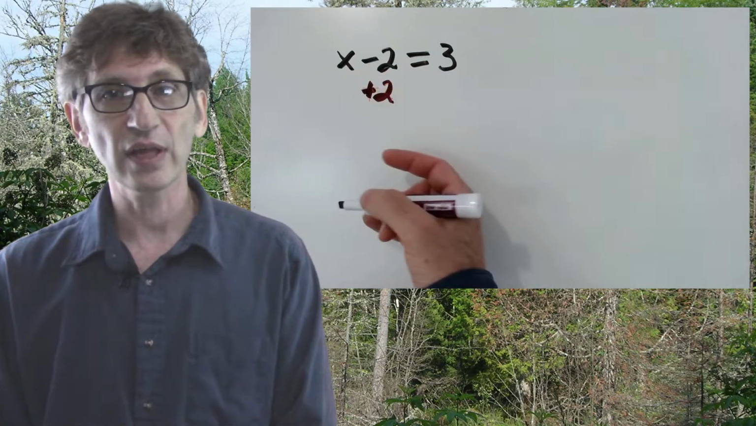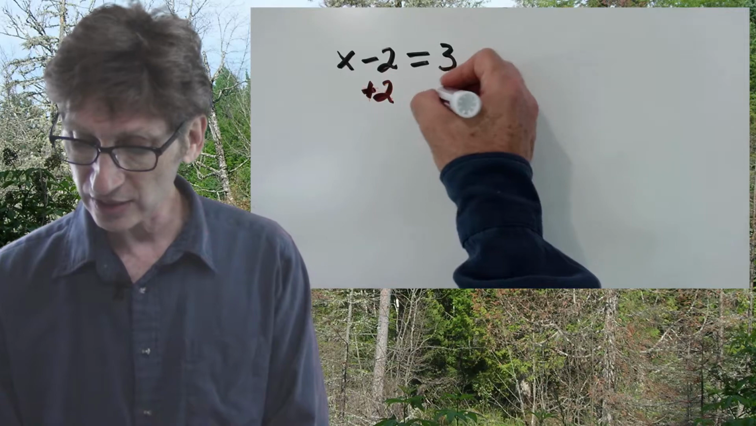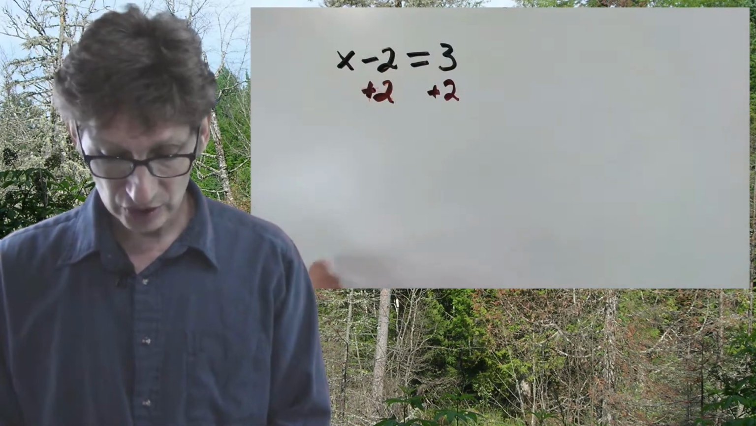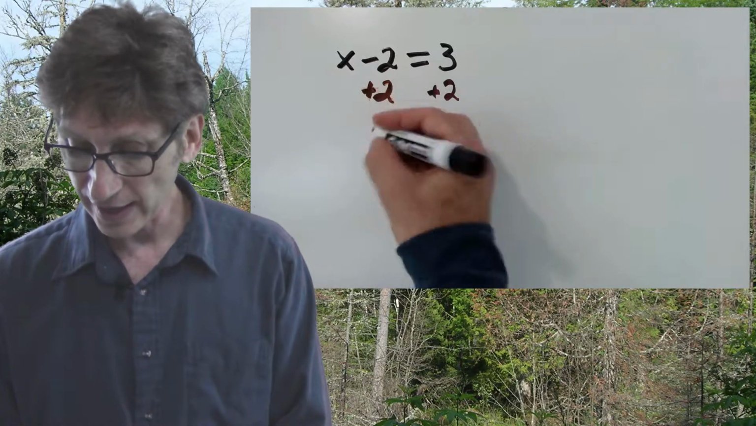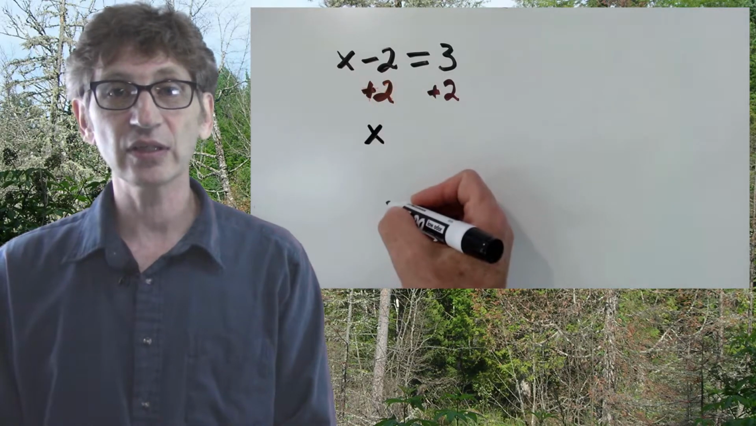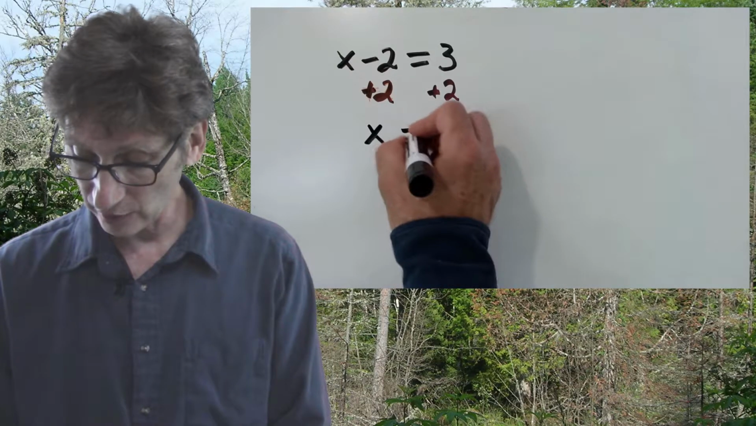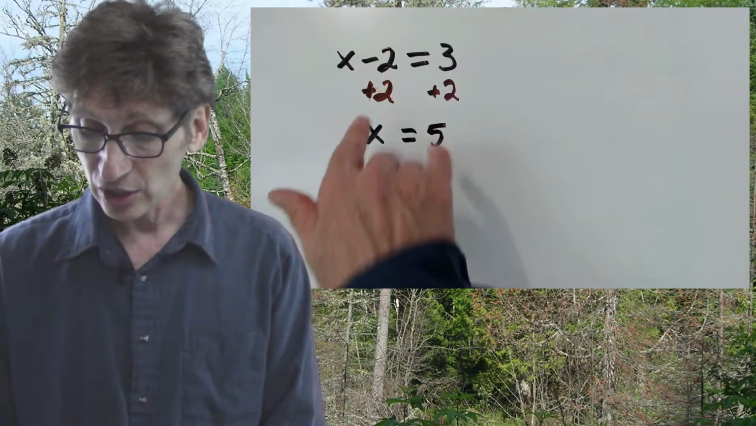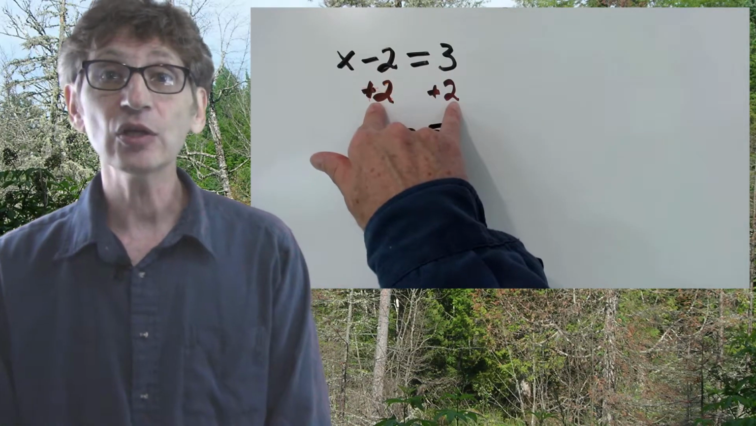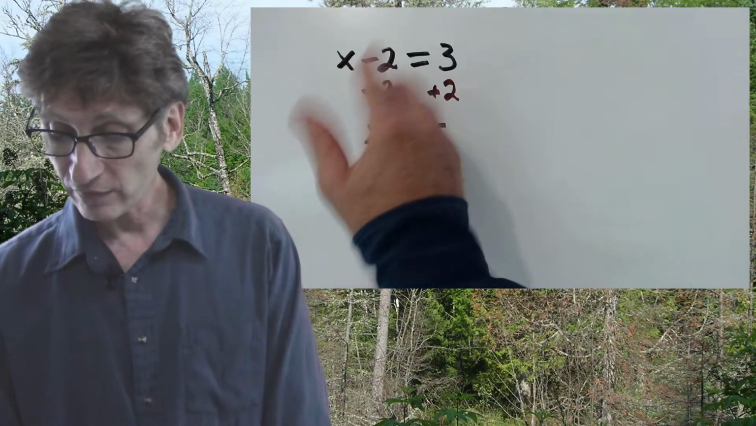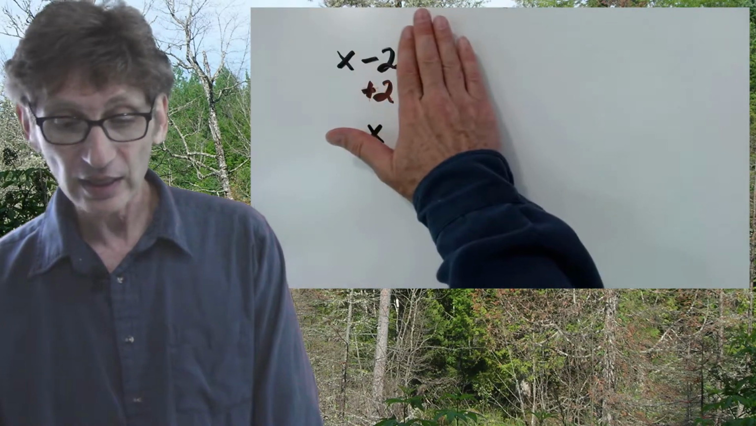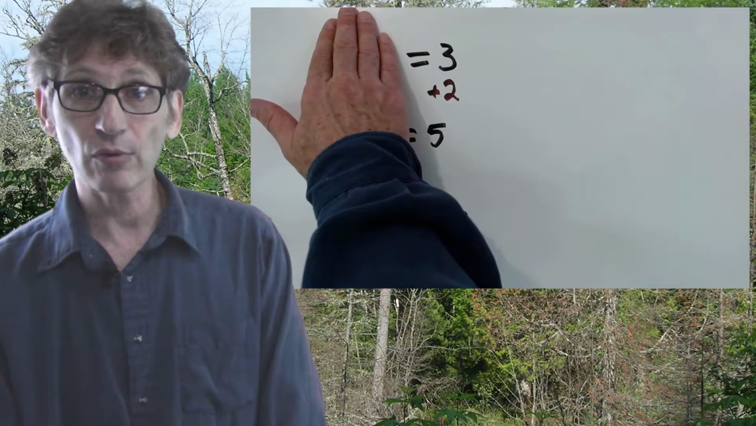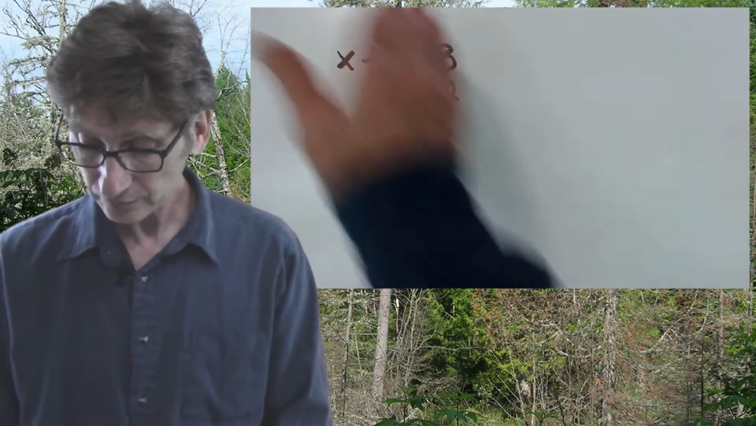If I add 2 to the left side of the equation, I must add 2 to the right side of the equation. X minus 2 plus 2 brings us right back to x, and we have isolated the variable. On the right side of the equation, 3 plus 2 is 5. The key here is showing what is happening to both sides of the equation. Whatever I do over here on the left, I must do the same thing on the right side. That maintains equality for this equation.